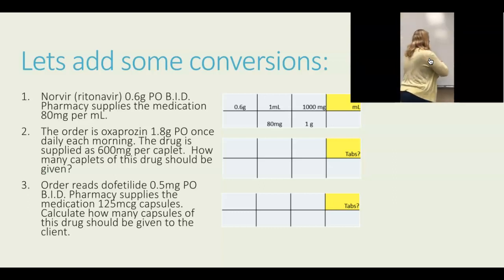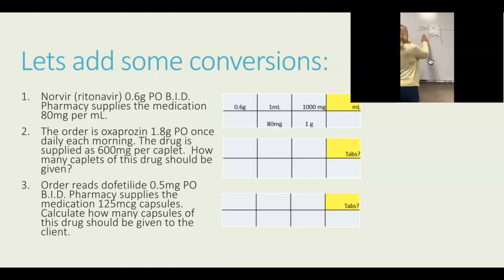All right, so again, I'm solving for volume. It's how much are we going to give, so that's milliliters. So milliliters is going to be up here all by itself. That's what I'm solving for, so I need to set up my problem to answer for just milliliters alone. My order, again, is 0.6 grams, and it comes 1 milliliter, and we have 80 milligrams.